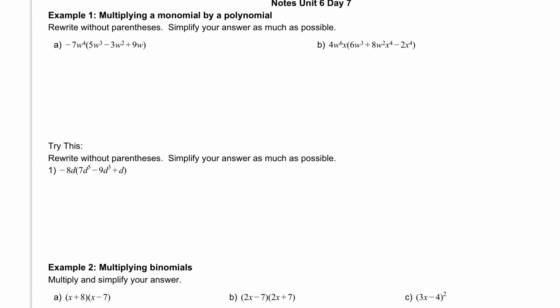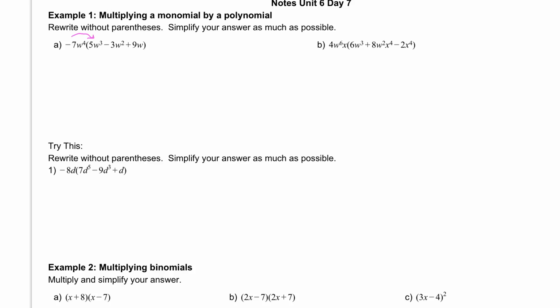In example 1, we're going to go with the distributive property, but this time with some different exponents that we're going to use our exponent rules for. So in letter A, we have negative 7w to the fourth times everything in the parentheses. We're going to take the negative 7w to the fourth and distribute it, or multiply it, to everything inside the parentheses, starting with the 5w to the third.